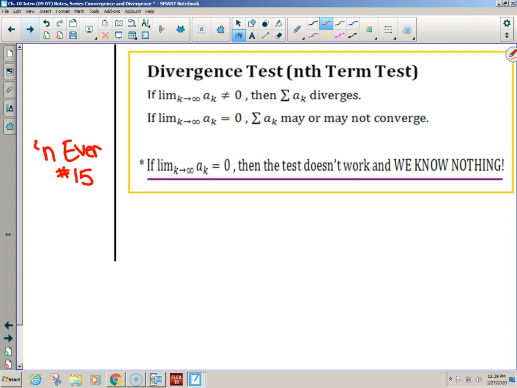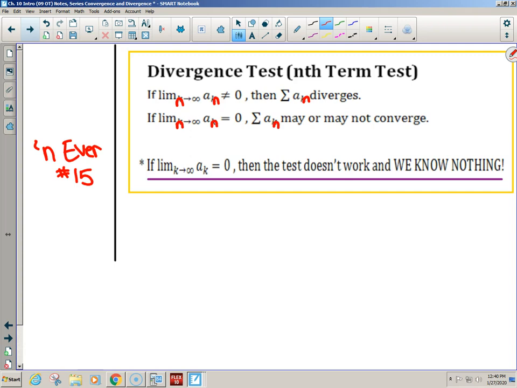Now, some of you might be like, I don't get it. It says nth term and there are k's. Okay, if you don't like it, then just make them n's. It doesn't really matter. You can call them n's, you can call them k's, you can call them whatever you want. Nth term just means keep going, right? Look to the nth term. What is the nth term doing? Is the nth term stabilizing? That's the sequence. Look to the sequence.